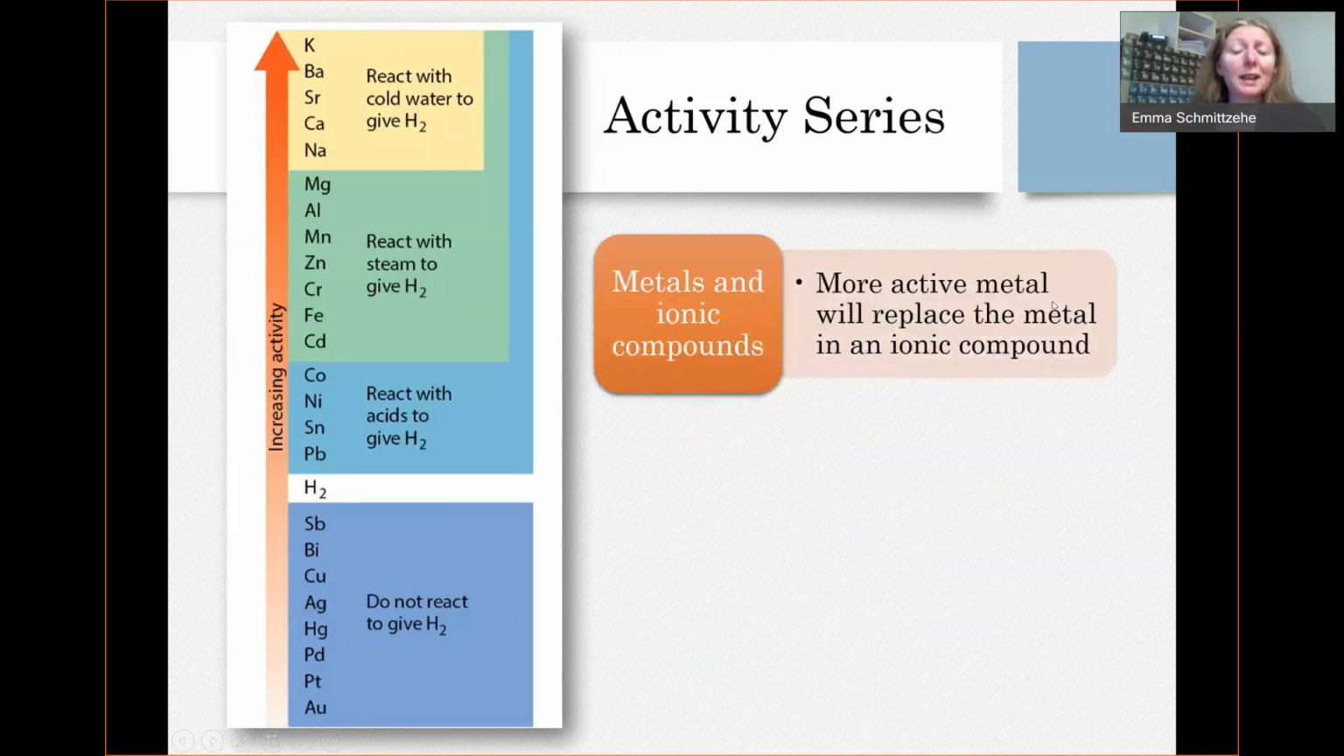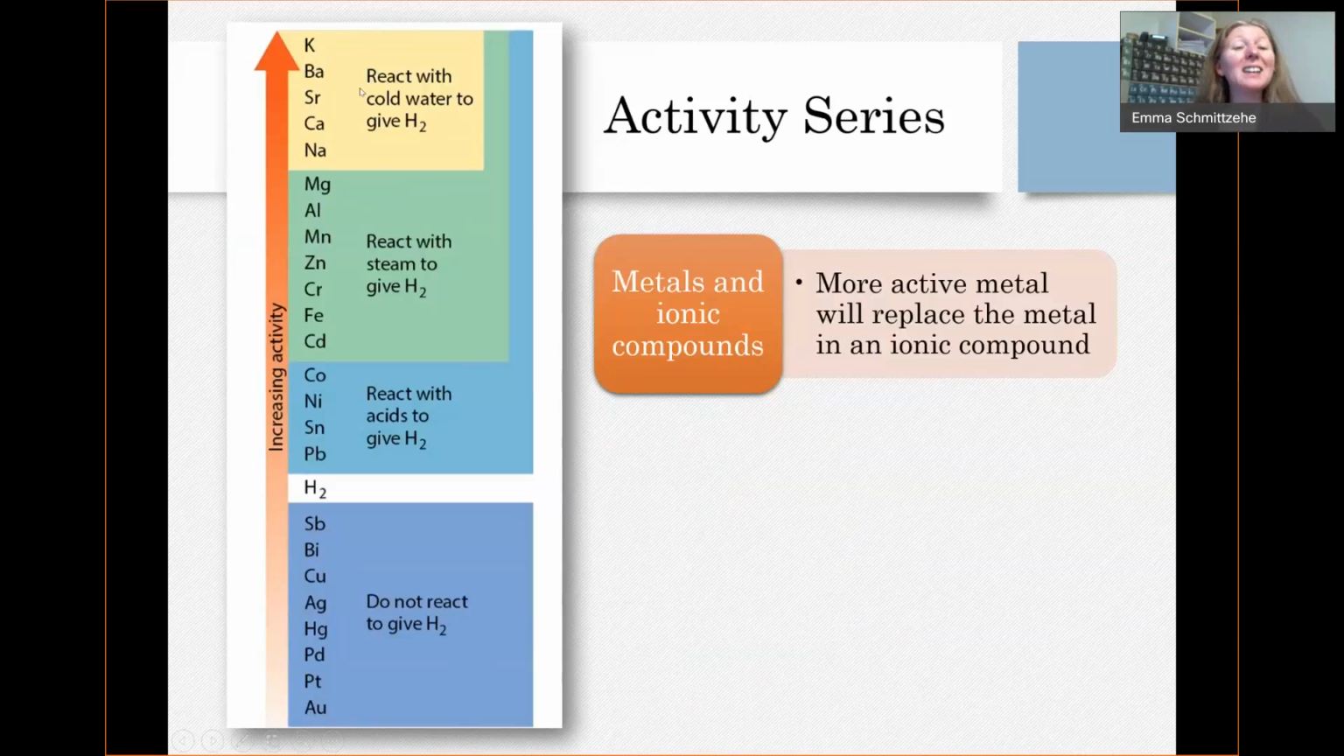So this activity series, what it is telling us is that if you have a metal reacting with an ionic compound, that the more active metal is going to replace the metal in an ionic compound. Okay, so if the metal it's being reacted with, if that metal is more active than the metal in the ionic compound, then that reaction will occur.